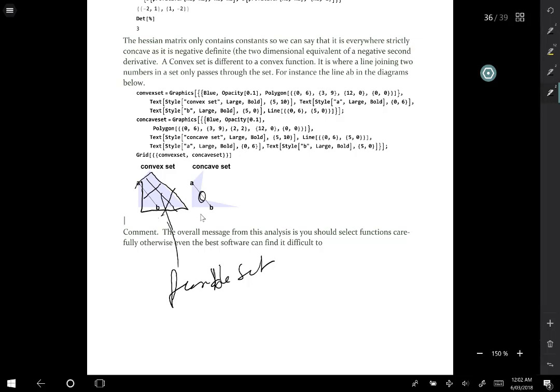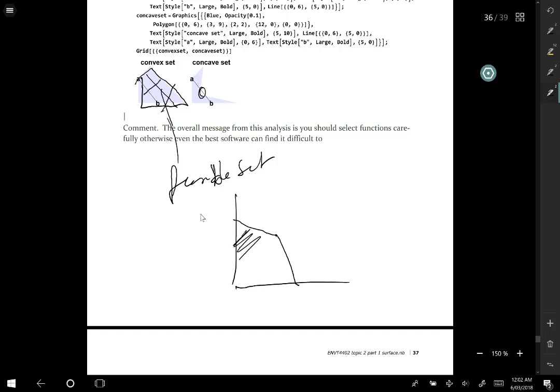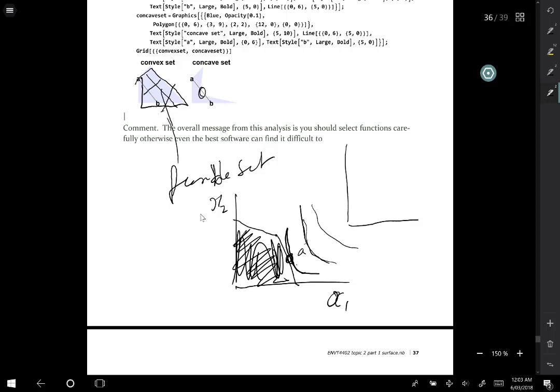So let's just look at a diagrammatic version of optimization. So let's say you have a set that looks like that, x1 and x2, and then you've got a nice concave objective function that looks like that. Then you're likely to get an optimal solution, which is, say, there at A, and the contours can go up in that direction.